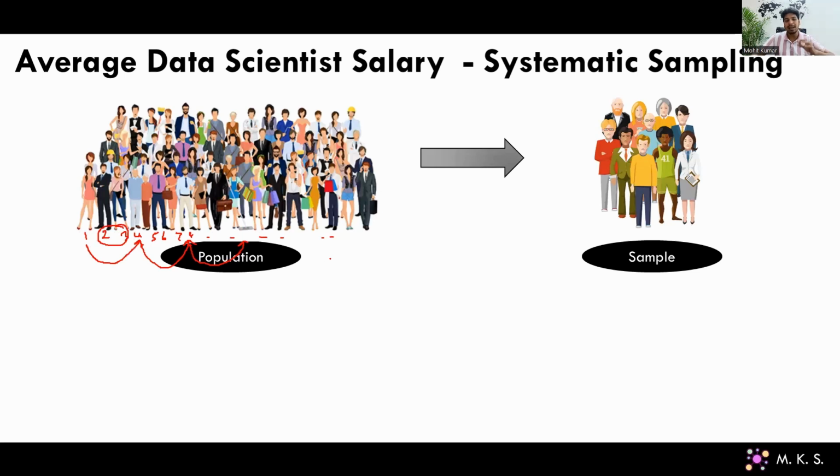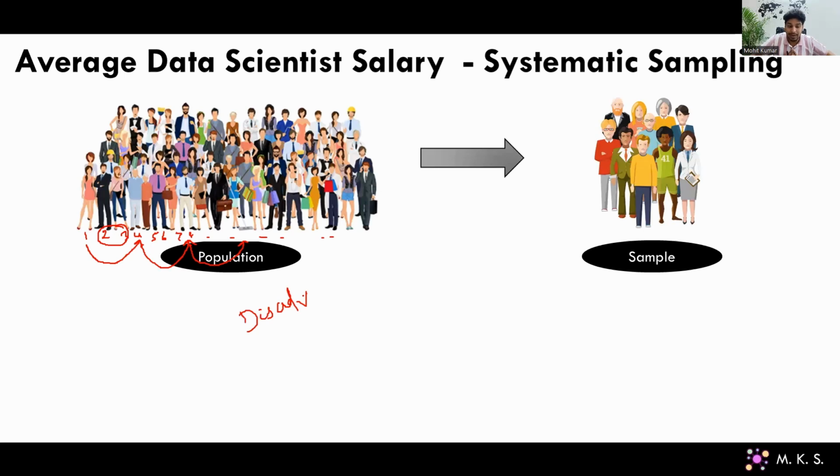Now, again, the advantages and disadvantages are more similar to simple random sampling, guys, because it's again a very random technique, right? It may happen that all the data scientists which we picked in our sample belong to one particular, let's say, demographic, or it may happen that all of them are male, right? So that will again impact the final sample output, right? So that is why the advantages and disadvantages are similar to random sampling techniques. Okay.